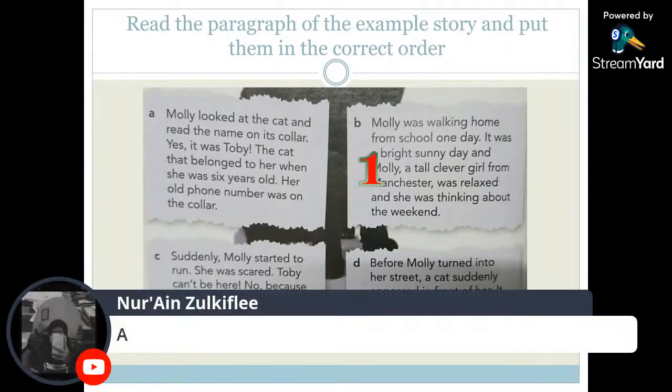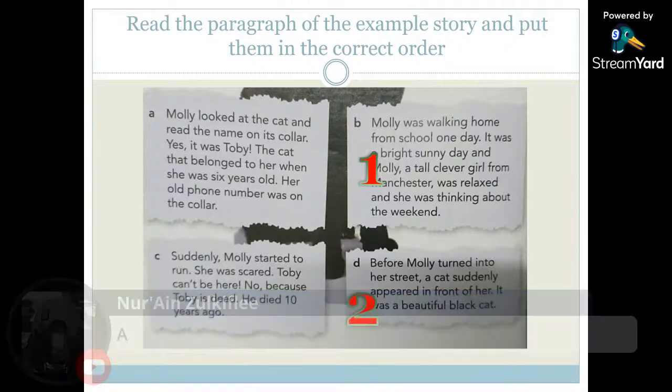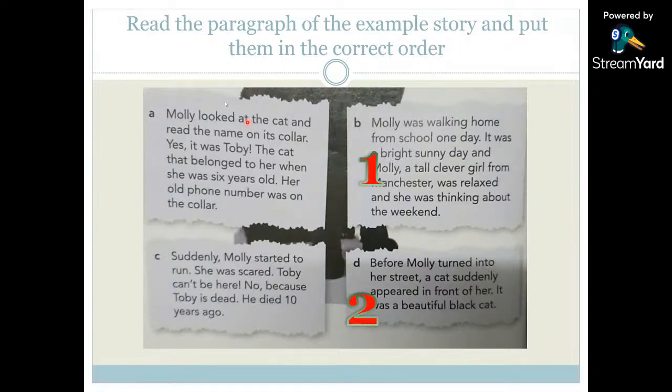All right, a few people responded that they think the second one is A. Yes, Molly looked at the cat and read the name on its collar. Yes, it was Toby, the cat that belonged to her when she was 6 years old. Her old phone number was on the collar.